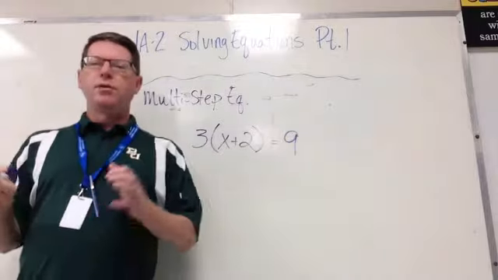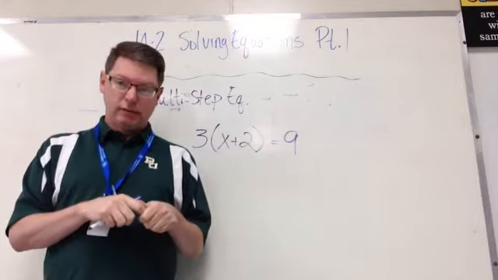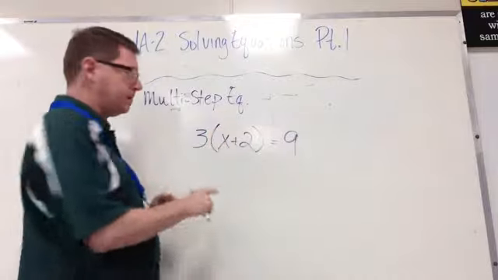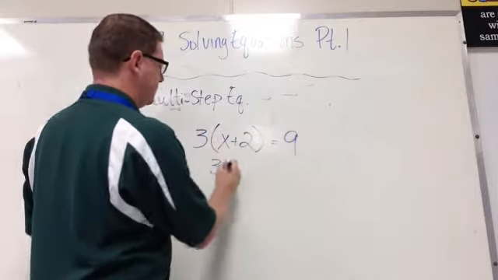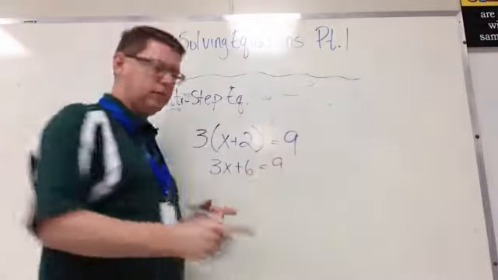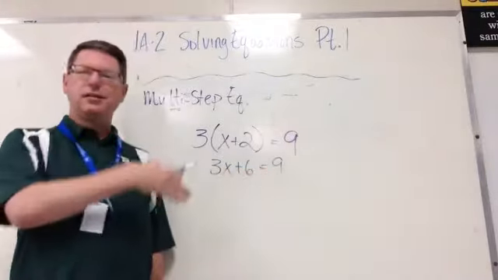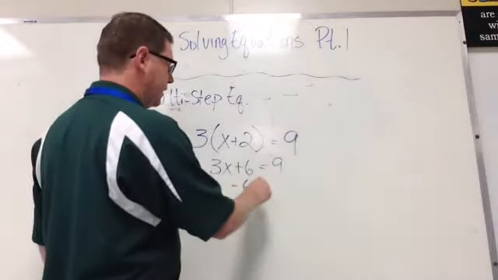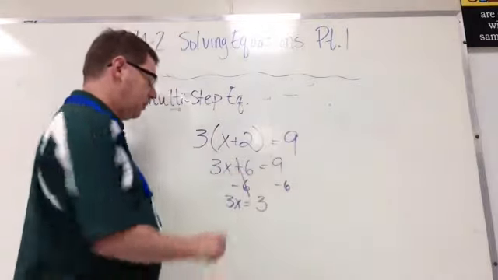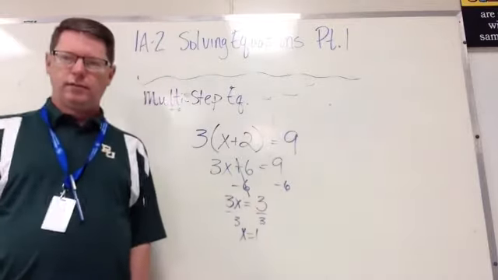Okay? Now you remember from the last time we talked, we have to do the distributive property first before we do anything else. All right? So I'm going to distribute the 3 to everything inside the parentheses. 3 times x is 3x, and 3 times positive 2 is positive 6 equals 9. We all remember all that? I thought you would. Okay? And so now I'm going to go back to what I just did with two-step equations. We subtract 6 from both sides, and I get 3x equals 3, because those cancel out. Divide by 3 on both sides, and x equals 1.